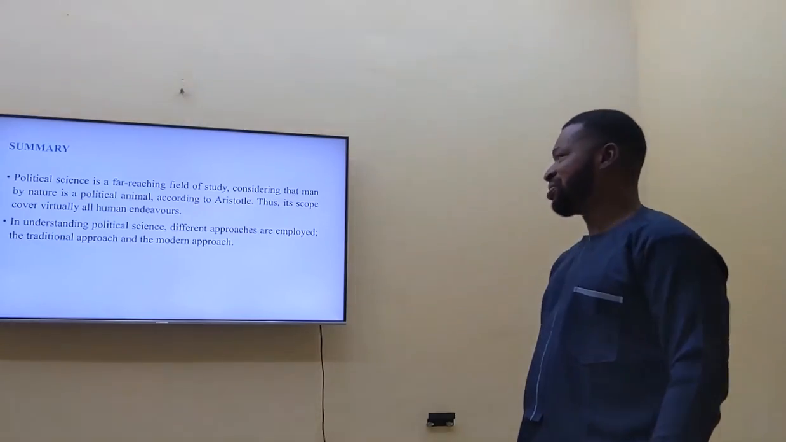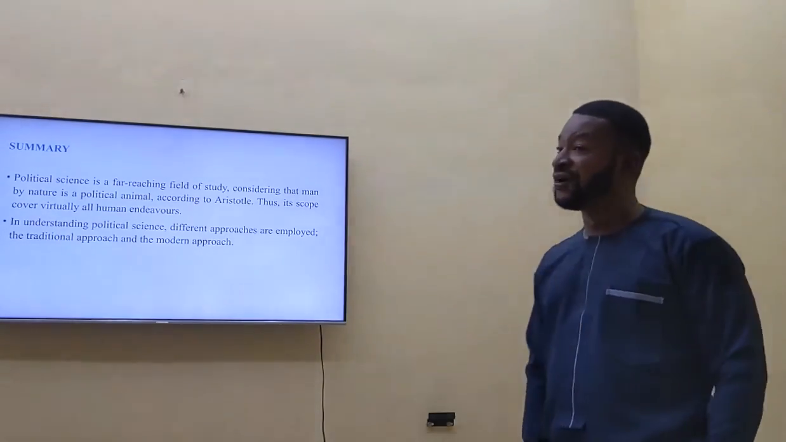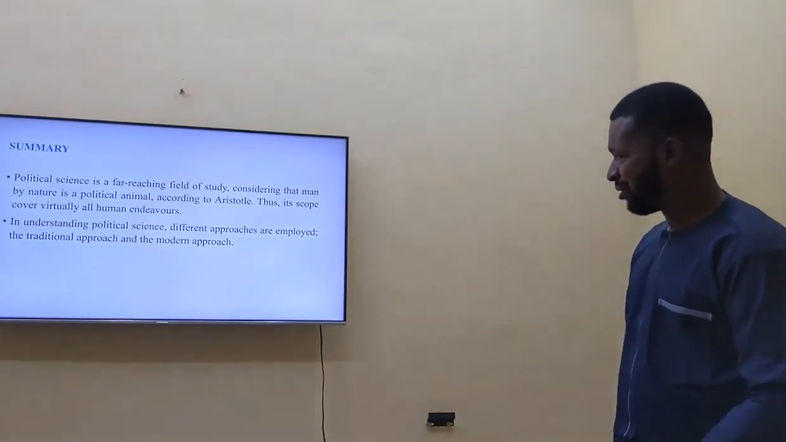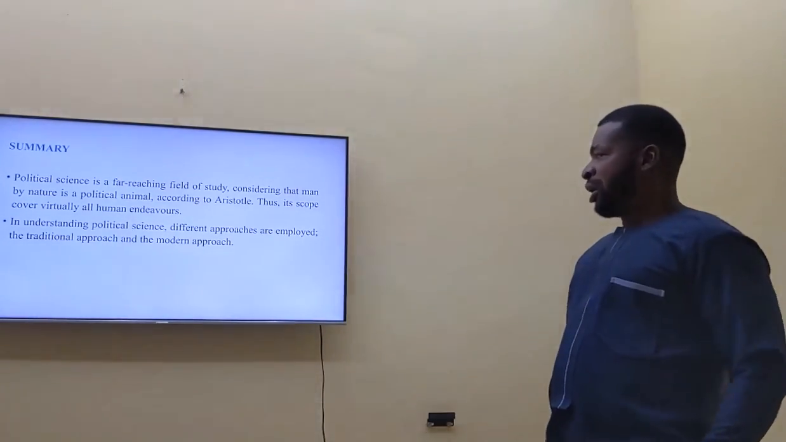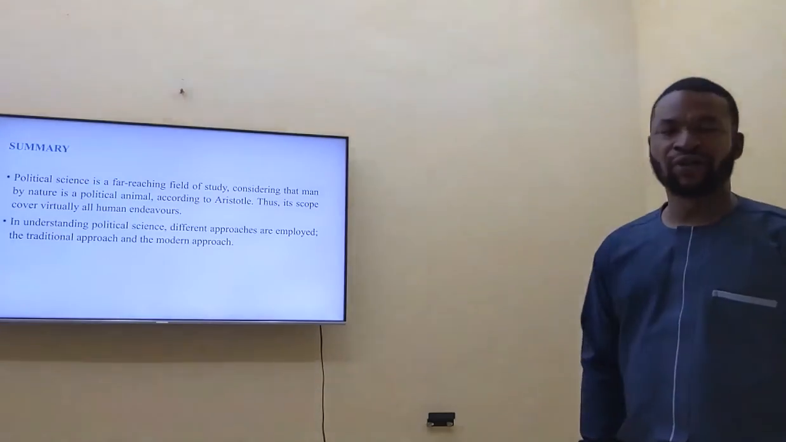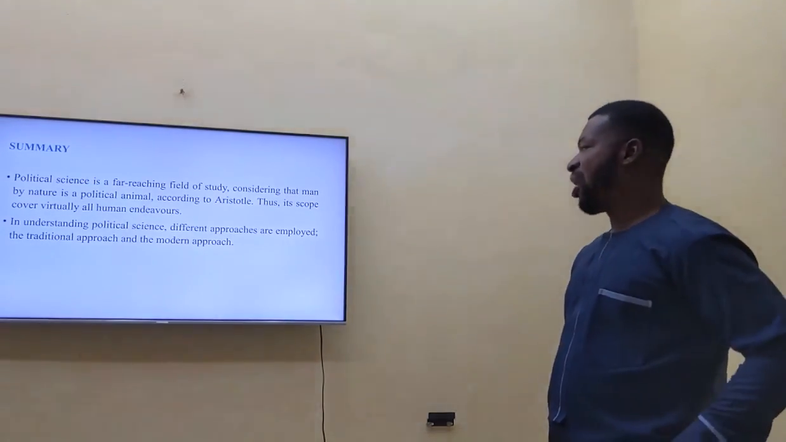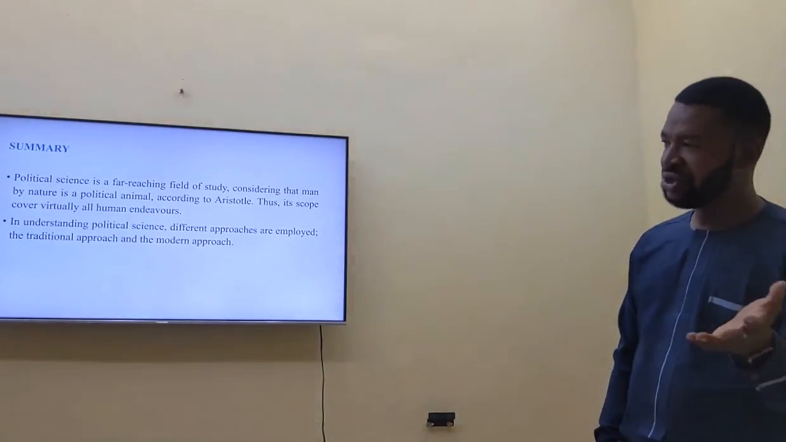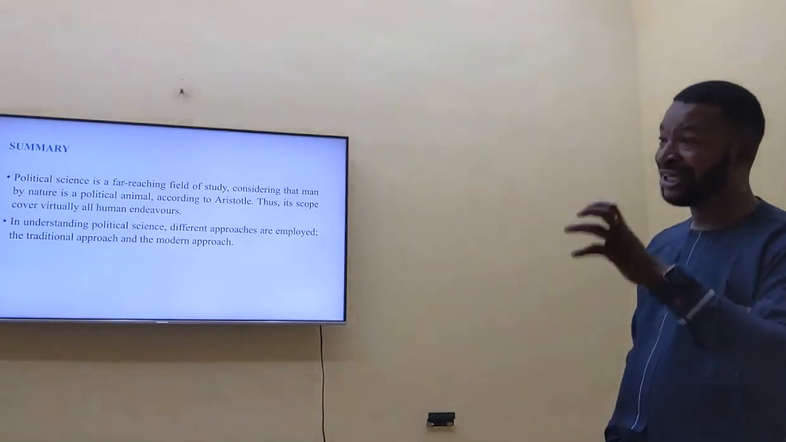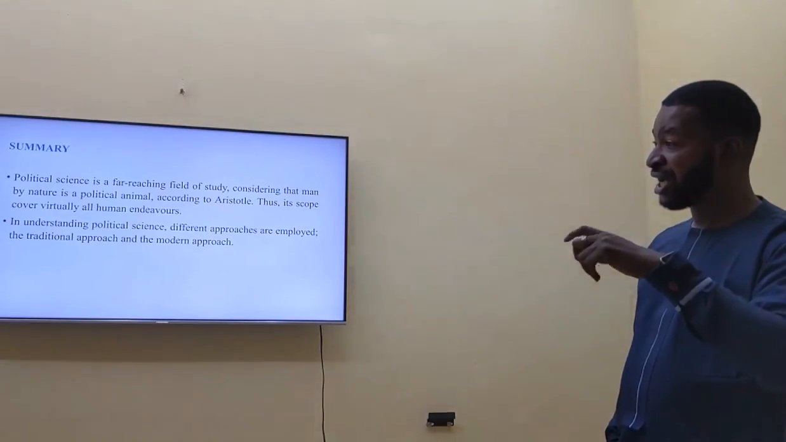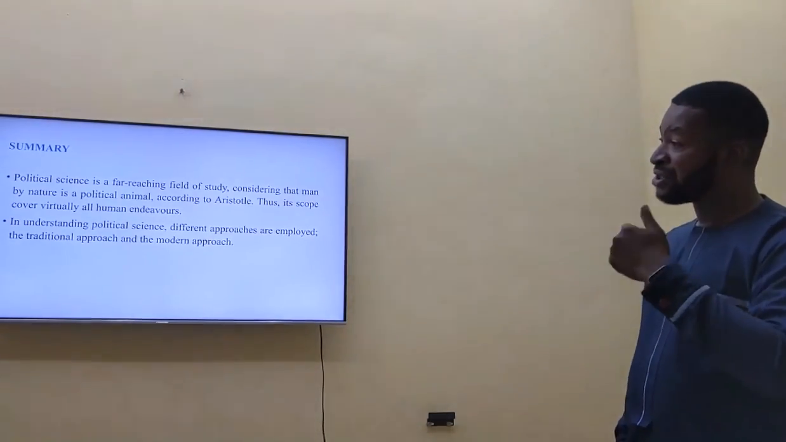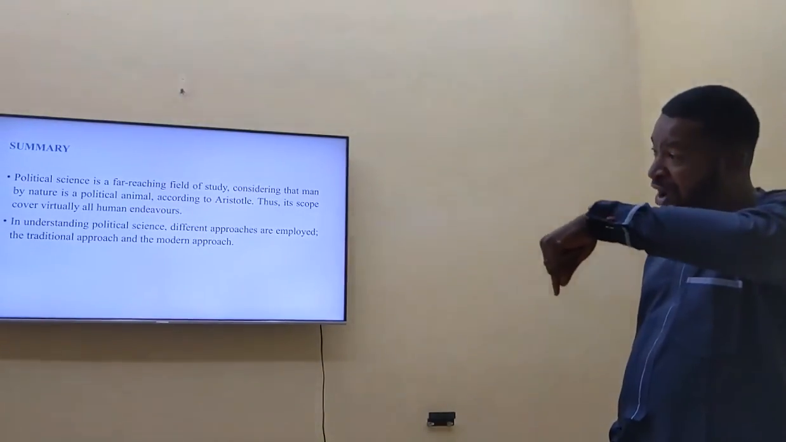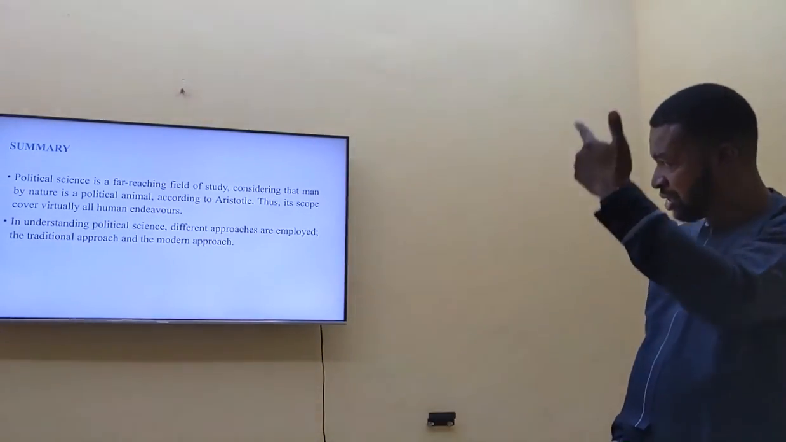We've established that political science is a very far-reaching study that looks at man as a political animal. It covers all aspects of human endeavors. While understanding, we looked at the different approaches. We looked at the traditional approach, which believes that the center of study of political science should be the state. The modern approach believes that the center of study should be those individuals operating within the state. The next slide.